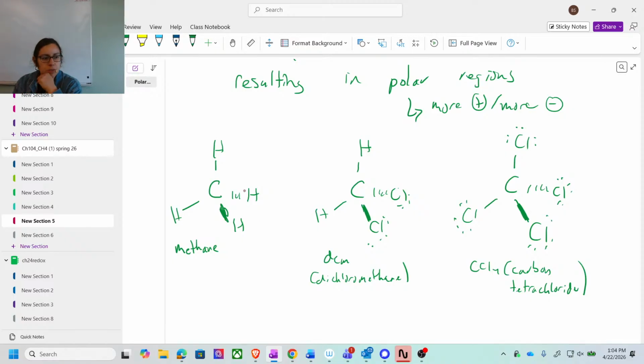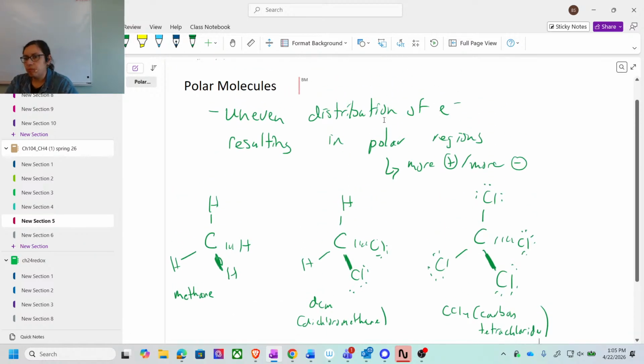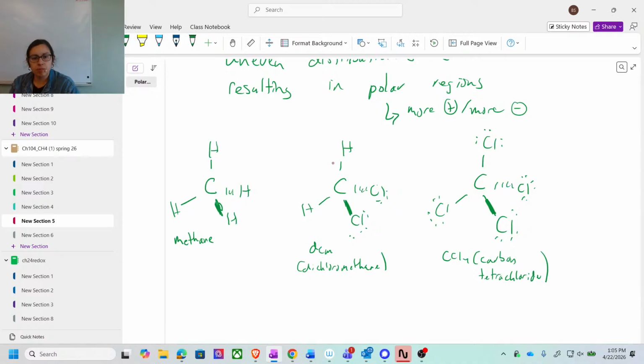So looking at these, what's the difference between these three molecules? What do you notice? We could talk about symmetry for a second. We're also trying to answer which ones are polar, which ones are nonpolar, and why. So methane and carbon tetrachloride would be nonpolar because they're equal on all sides. Excellent.